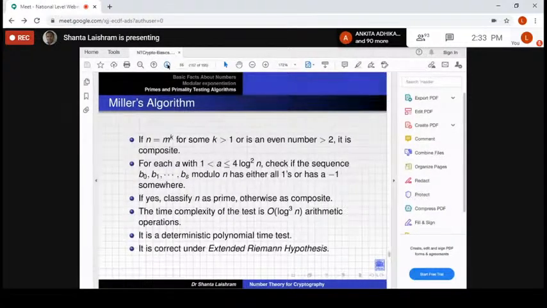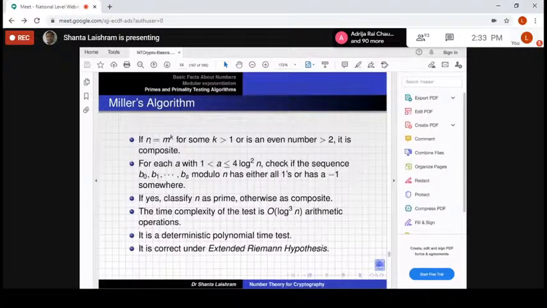Now, if you use the so-called extended Riemann hypothesis, I don't have time to talk about it, but under the extended Riemann hypothesis, Miller's algorithm is actually correct. It's a deterministic polynomial time algorithm in that case.